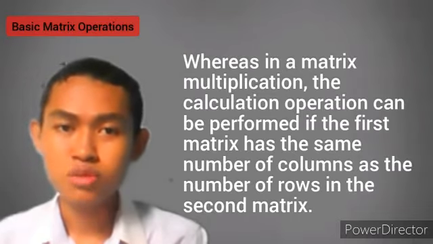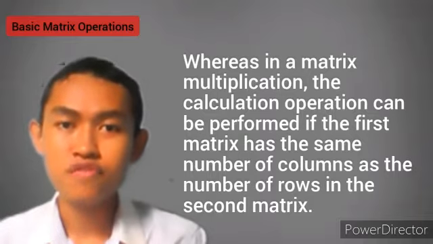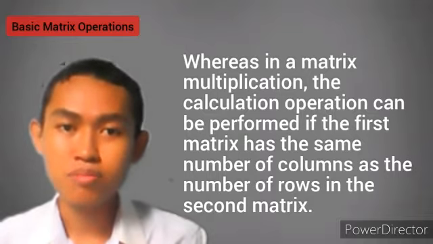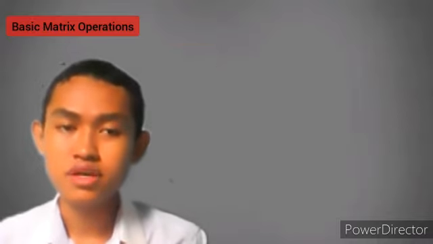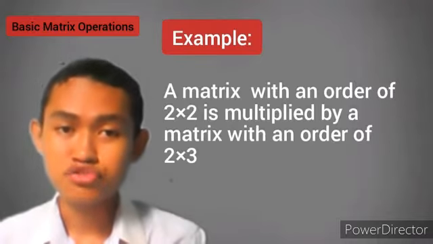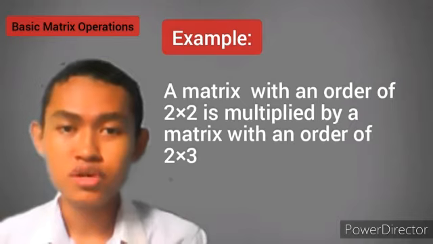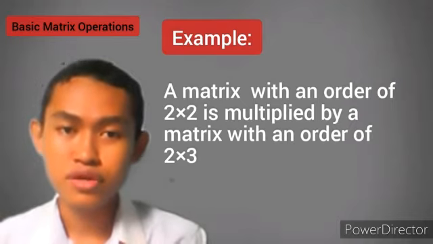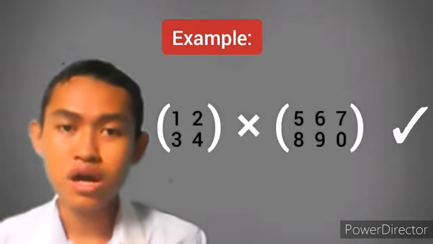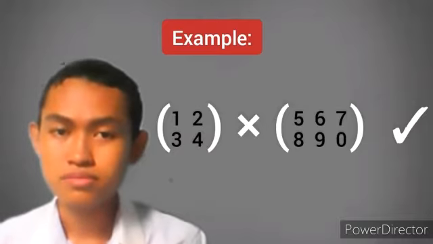Whereas in matrix multiplication, the calculation can be performed if the first matrix has the same number of columns as the number of rows in the second matrix. For example, a matrix with an order of 2 times 2 is multiplied by a matrix with an order of 2 times 3, and the others.